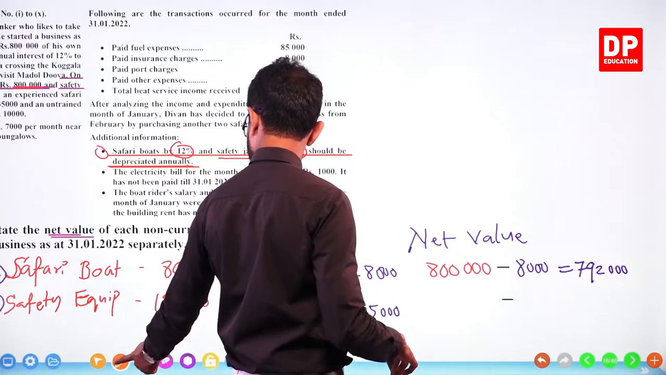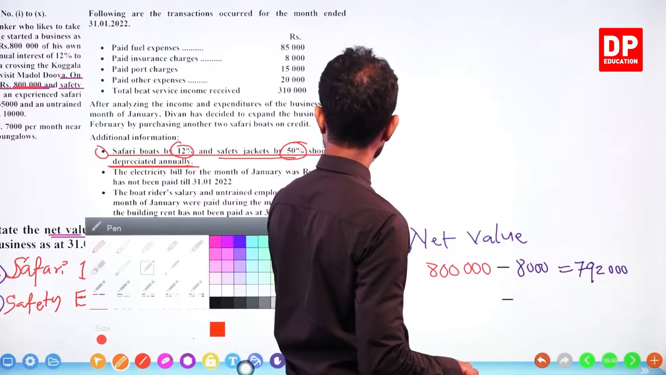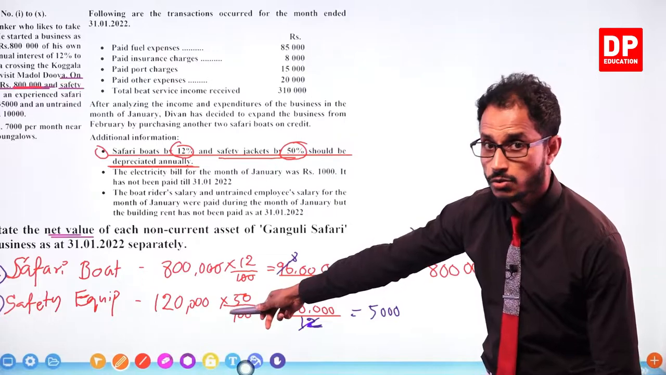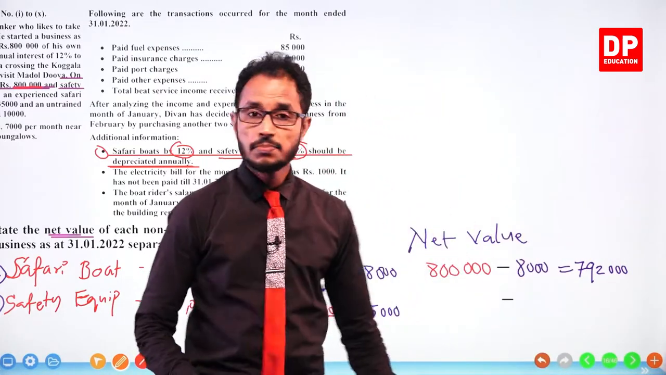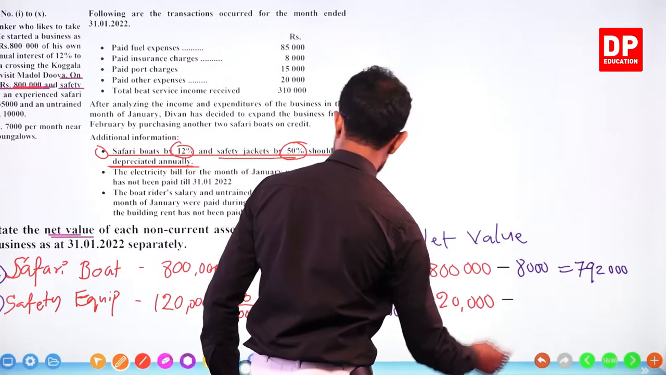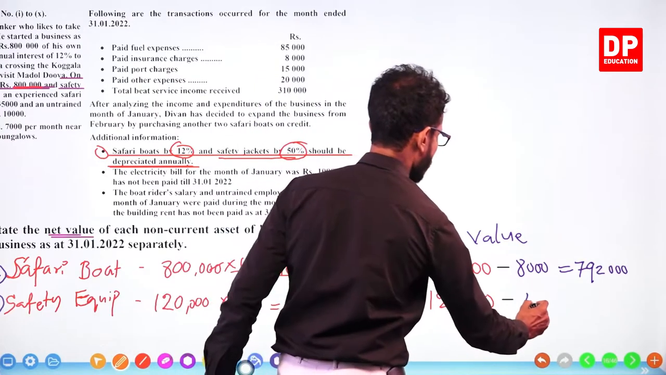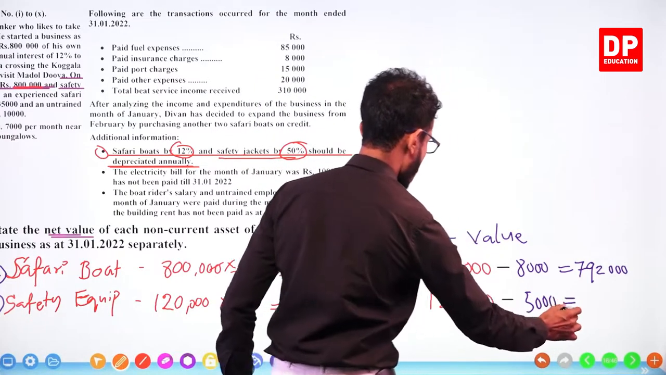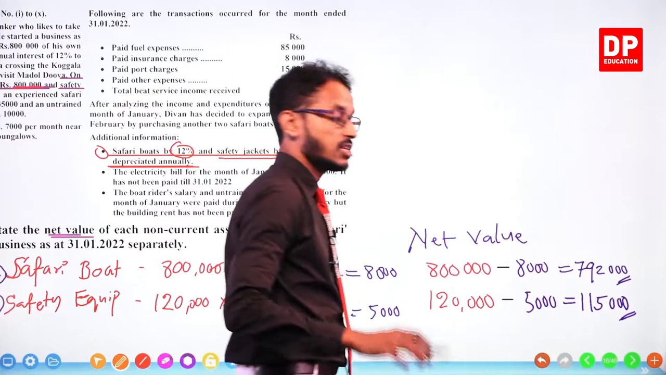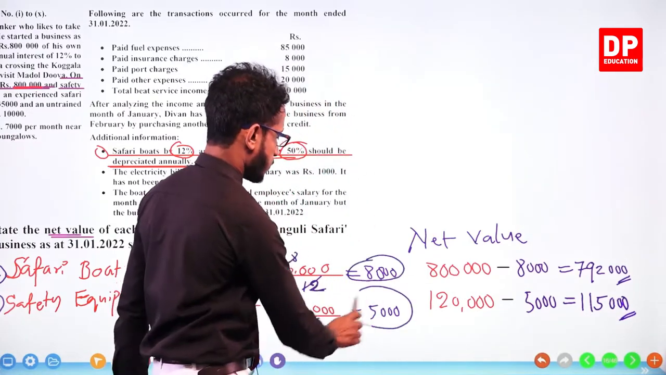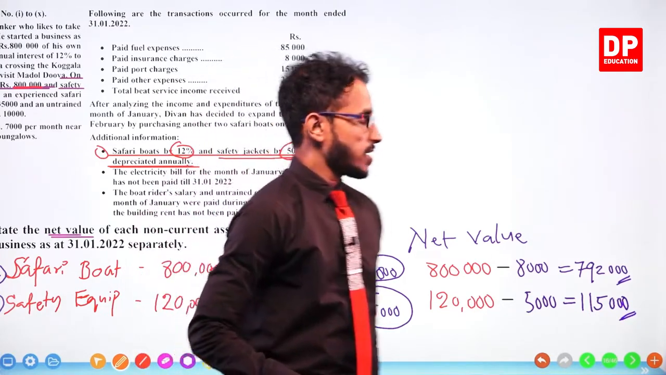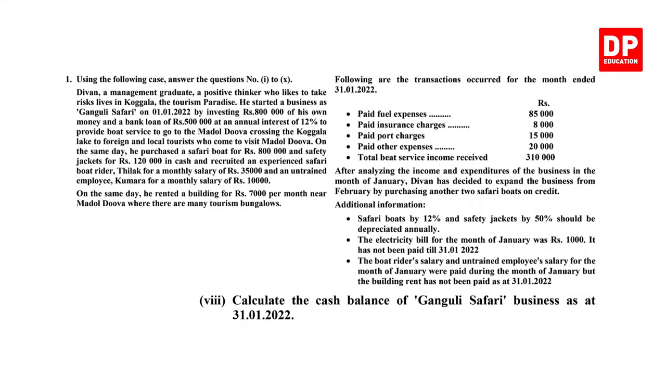Then, what about safety equipments? You got safety equipments worth of 120,000, see? 120,000. And the depreciation is, see, 5,000. 120,000 is the cost. Minus 5,000 is the depreciation for the month. 115,000 is the net value. These are the answers, not these. You understand what I'm saying, right? Net value. Okie dokie. Move on.